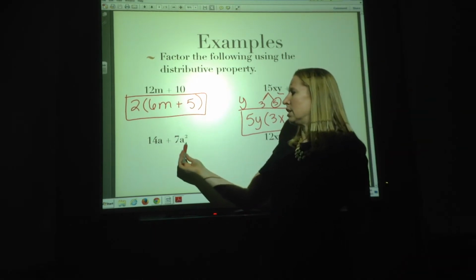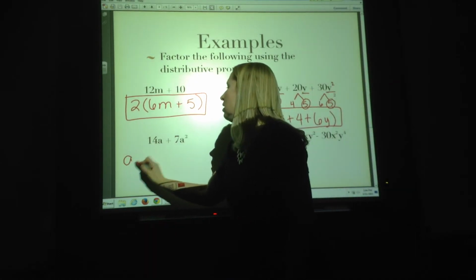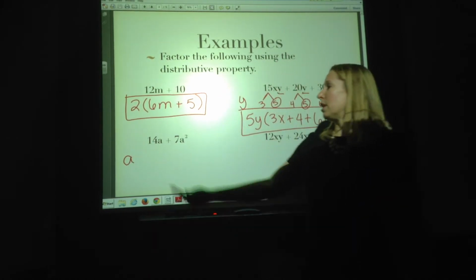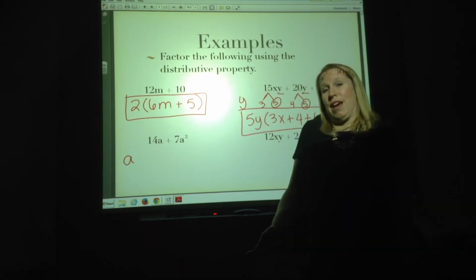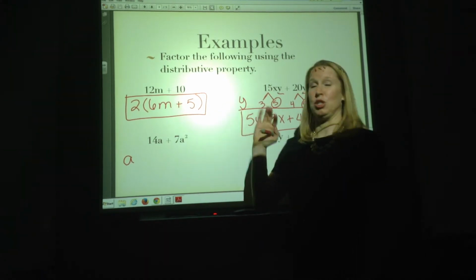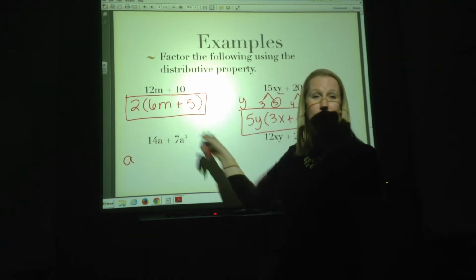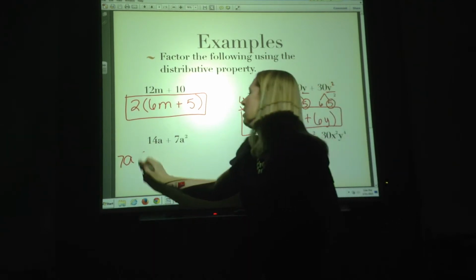This one, do you see how there's an a in both terms? So I know I can pull an a out. What's a number that goes into 14 and 7? Can you think about it without doing the factor tree? Did you get 7? Because 7 goes into 14 and 7 goes into 7. So I'm going to pull out a 7a.